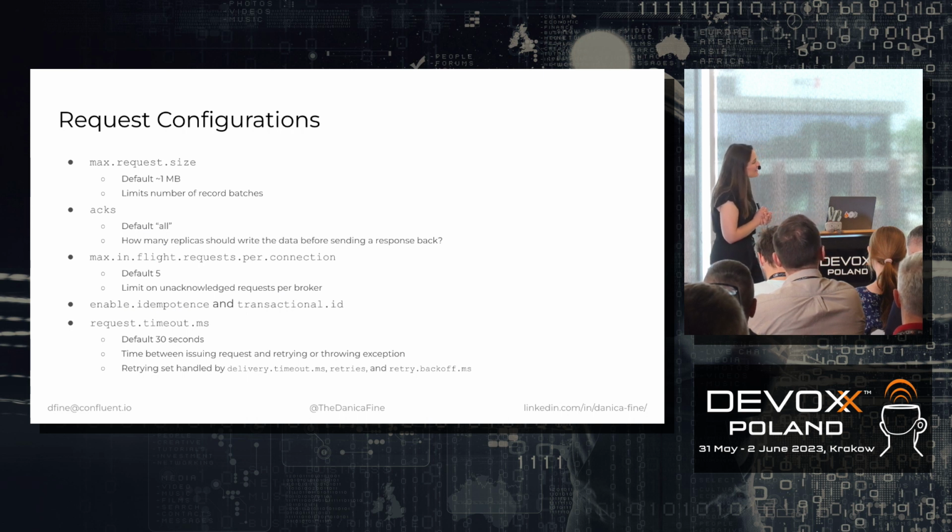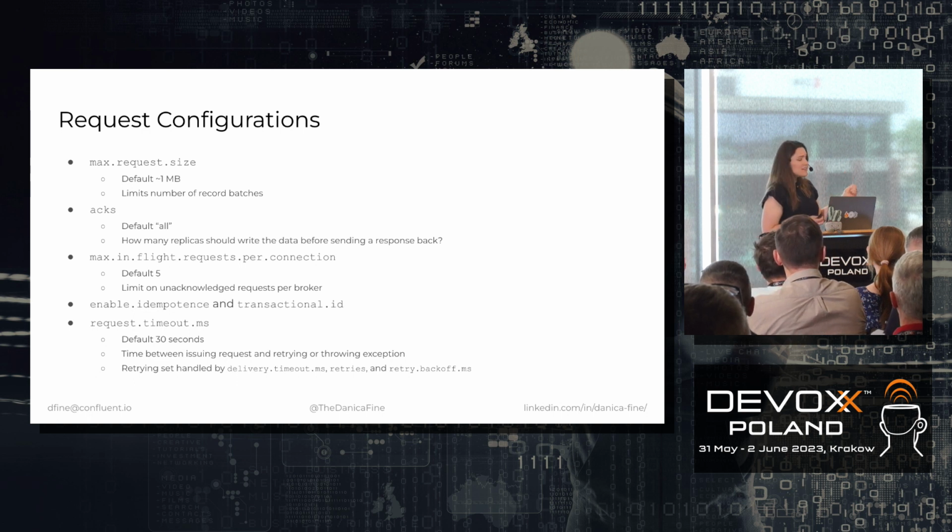The first is max request size. The default is 1 megabyte. This is, again, going to directly limit how many batches you can actually send within a given request, okay? And keep in mind that the brokers also have a limit on the maximum size of a request after compression that they can receive, okay?